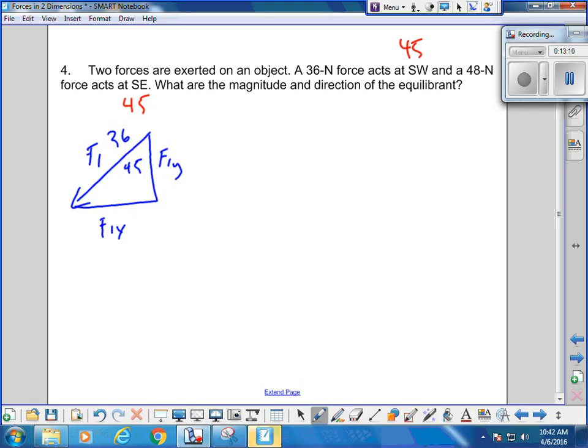I think I might have left myself enough space here. F1x is going to be opposite, so that's going to be 36 sine 45, and I probably should have gone and got a calculator. How much, Mustafa? 25.46. How about 25.5? And that's going to be to the left, so we're going to make that negative, right?